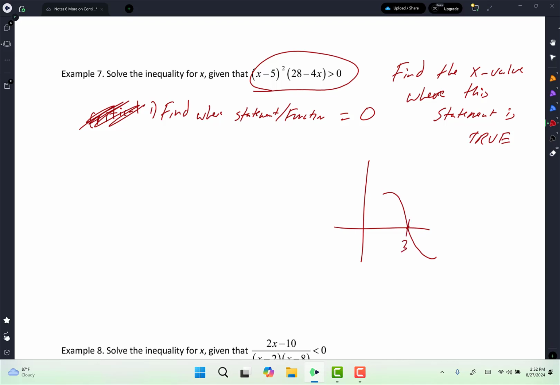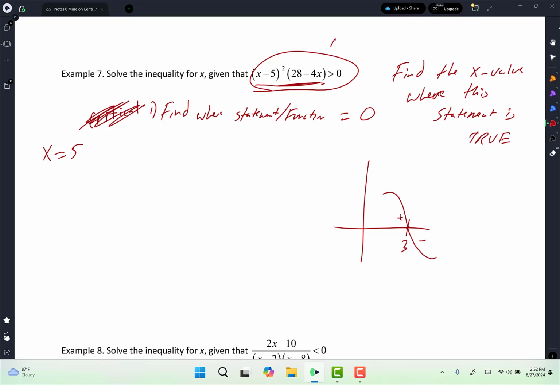So here we go, guys. x equals 5 is one of the answers. How did I get that? 5 minus 5 is 0. 0 times anything is 0. What's another answer? Well, what times what is 28? 4 times what is 28? That's another answer. Do you guys see what I did? I just said 28 minus 4x equal to 0.